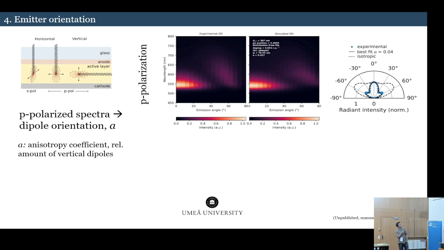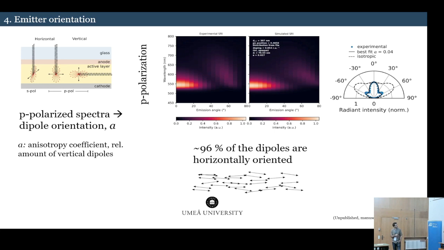We see a good agreement, and here we can just see this plot, but summarized in this polar plot, where we have integrated over the wavelengths. And we see that the blue lines and the blue dots and the continuous black line is the fit, which gives a highly anisotropic, highly horizontal orientation. It tells us that the dipoles only have very few vertical dipoles, and if we compare it to the isotropic fit, we see that it's really far off. So it's a good fit. And the conclusion here is that around 96% of the dipoles are horizontally oriented. This is quite common in these PPVs, like these long chain polymers that tend to lay flat.